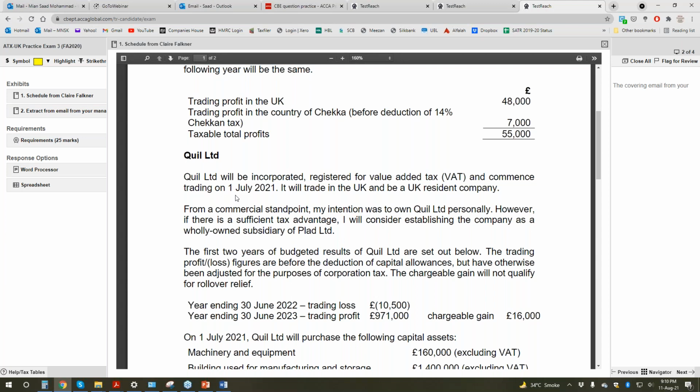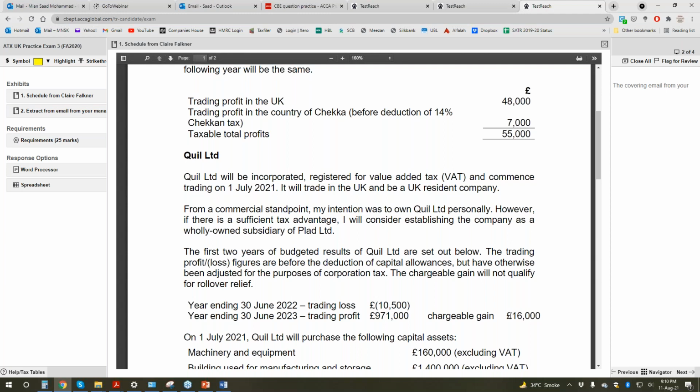The first 2 years of budgeted results of Q Limited are set out below. The trading profit/loss figures are before the deduction of capital allowances, but have otherwise been adjusted for the purposes of corporation tax, which means that only the capital allowances have not been deducted from these trading losses or profits that are mentioned below. The chargeable gain will not qualify for rollover relief.